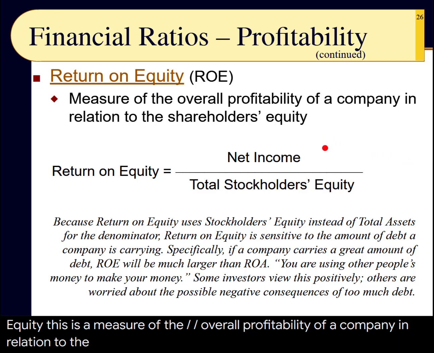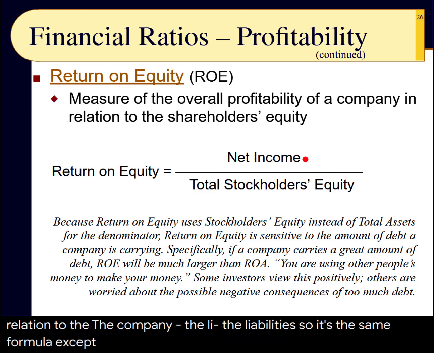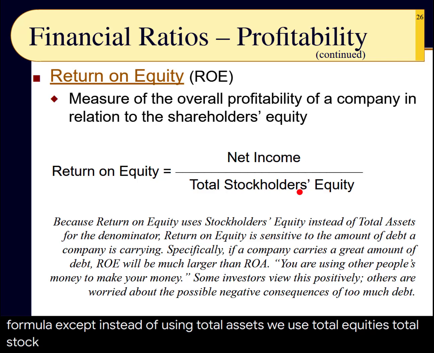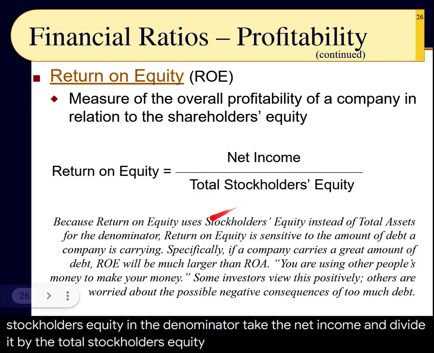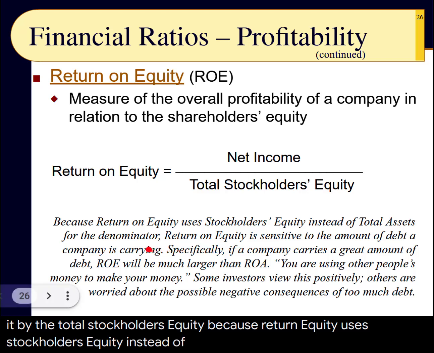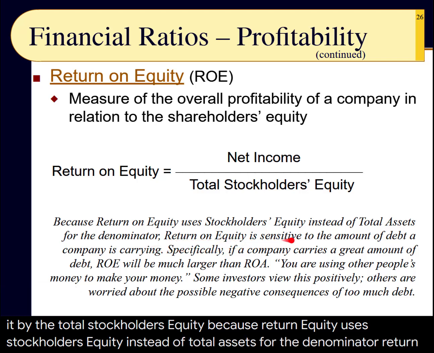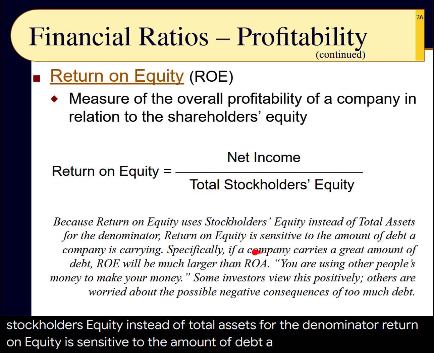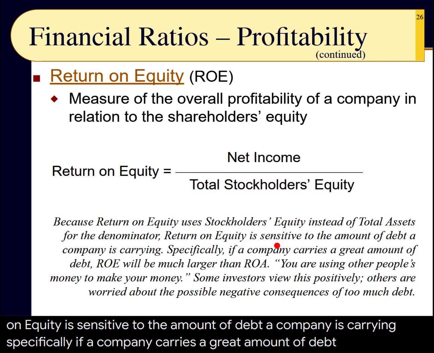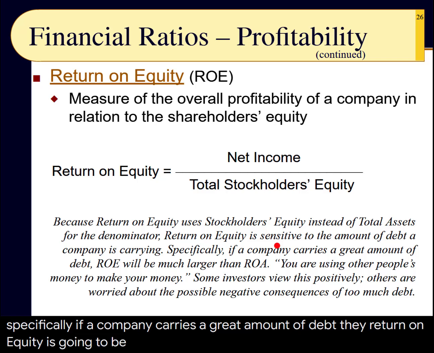In other words, the worth of the company minus the liabilities. So it's the same formula, except instead of using total assets, we use total stockholders' equity in the denominator. Take the net income and divide it by the total stockholders' equity. Because return on equity uses stockholders' equity instead of total assets for the denominator, return on equity is sensitive to the amount of debt a company is carrying. Specifically, if a company carries a great amount of debt, the return on equity is going to be much larger than the return on assets.